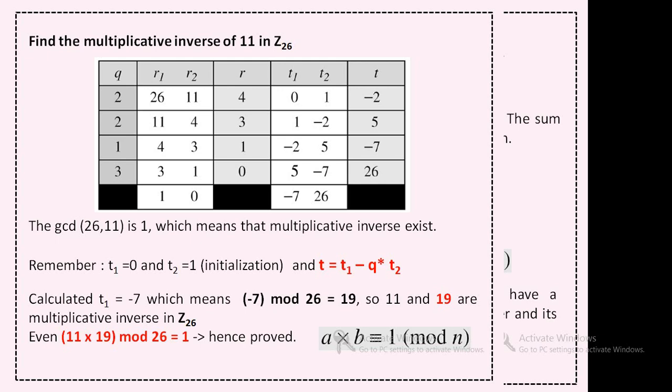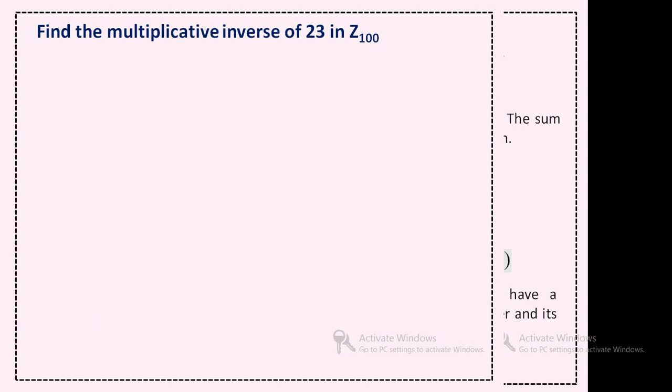Keeping that in mind, can you please find the multiplicative inverse of 23 in Z100 using the Euclidean algorithm or the multiplicative inverse algorithm? Please take a moment to finish this now. Since it is already being done, I am not wasting much time on this because we have a different, very important set of discussion which we have to cover today. Kindly take your time and make the table.